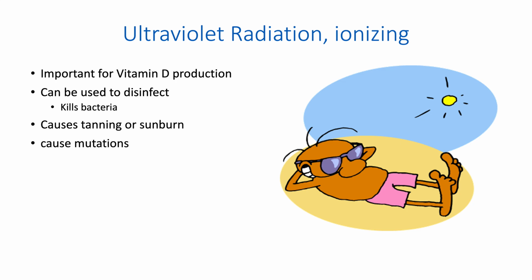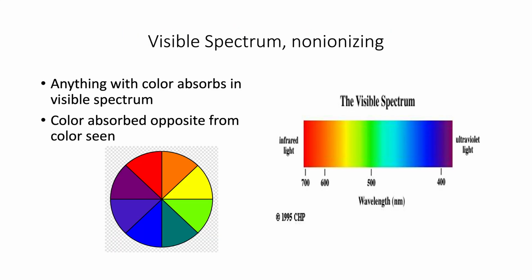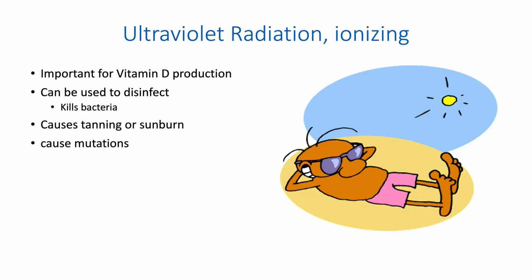All right, and then we move into ultraviolet. And that is also ionizing radiation. Ultraviolet is important for vitamin D, to make vitamin D. So to have vitamin D, your body needs a couple things, and one of them is actually sunlight. It can be used to disinfect, so if you irradiate something with ultraviolet radiation, that's one means to kill bacteria. It causes tanning, sunburn, and can also cause mutations. And we'll spend a little bit more time on ultraviolet towards the end of these slides.